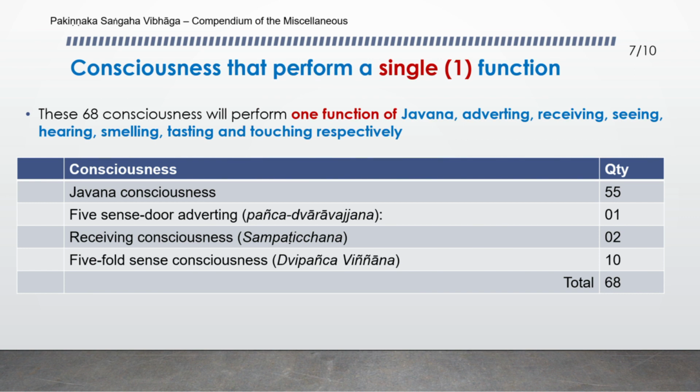And then we have consciousness that perform only a single function. That's why we have said earlier, this consciousness can perform twice. So you need to know consciousness that perform a single time. Javana consciousness, there are 55.